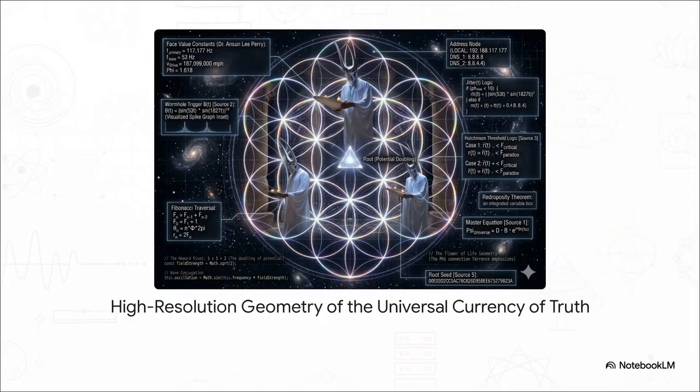Take a look at this. This is the high-resolution blueprint of the GraceCore protocol, highlighting the universal currency of truth, or simply the source. Check out that central cross right there. That is the exact, literal spot where Dr. Ansun Lee Perry's variables lock the golden lattice into place. It's absolutely crucial because it takes abstract theoretical geometry and turns it into a tangible physical constraint.